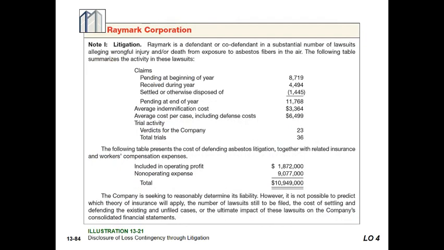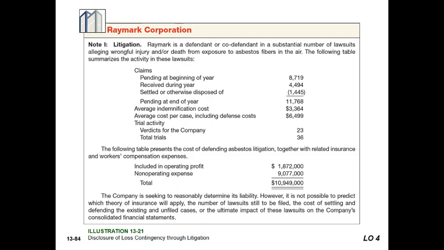Here you're looking at basic notes in regards to potential contingencies and the litigation for Raymark. Here we're talking about how they're a defendant or co-defendant in some lawsuits, what the nature of those lawsuits are, in this case, wrongful death, injury and or death from exposure to asbestos fibers in the air. And then here we have a variety of the activity that has occurred in regards to these particular lawsuits.